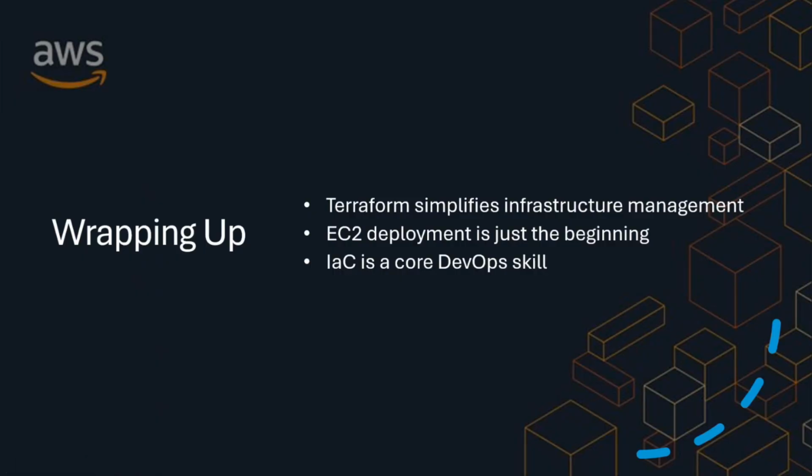So today we used Terraform to deploy a basic EC2 instance on AWS. We saw how infrastructure can be defined in code, versioned, and deployed in just a few minutes, with a few commands. This is the essence of infrastructure as code. And while we kept things simple today, Terraform can manage entire AWS cloud environments from networking to databases to Kubernetes clusters. Learning Terraform is a foundational step in your DevOps journey, and it opens the door to more advanced automation and scalability.